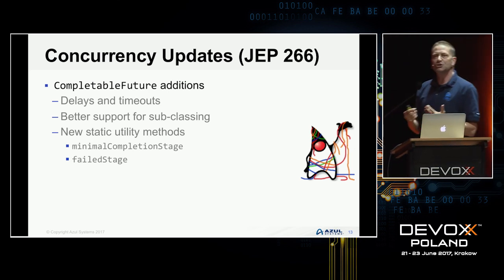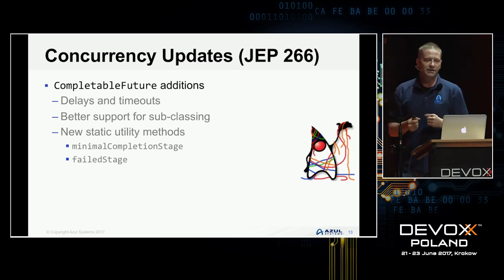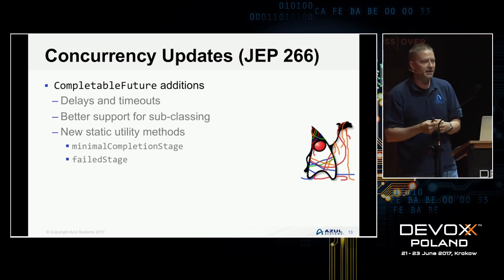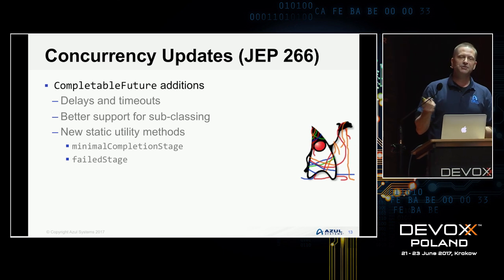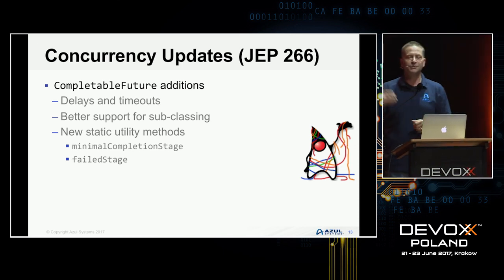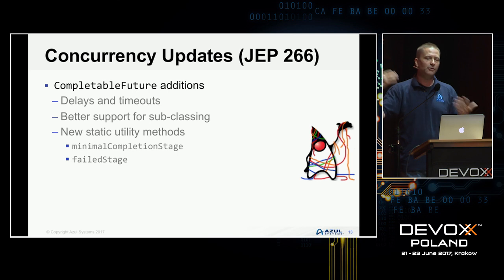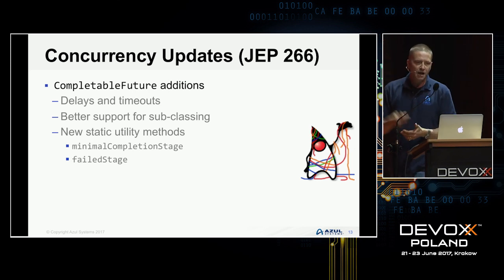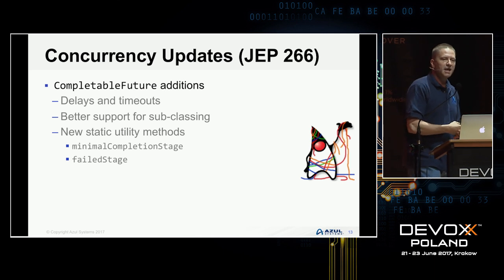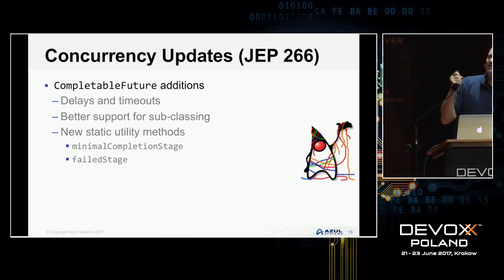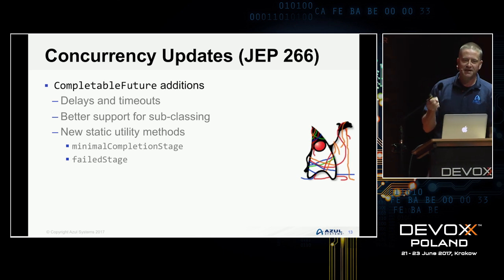And there's a few additions that are being made to CompletableFuture in JDK 9. First is that there are some new methods that allow you to deal with delays and timeouts, so that you can specify how long you want to delay or how long you want to wait for something. Also, better support for subclassing because of the way some people use these things. And then there are some new static utility methods, and this is where things kind of get interesting.